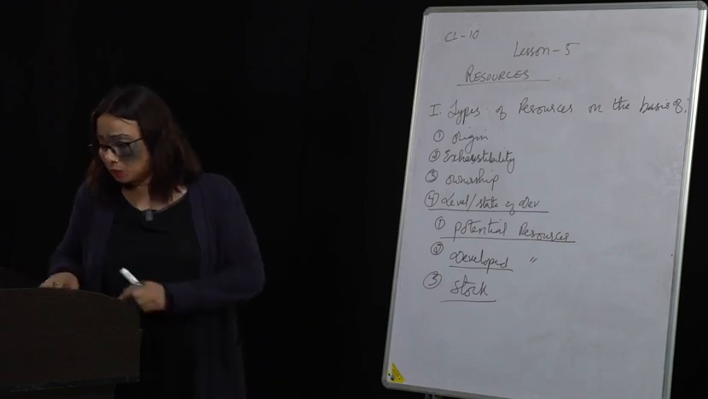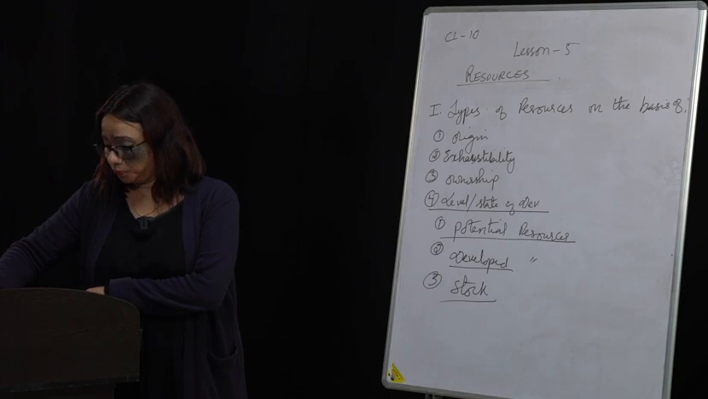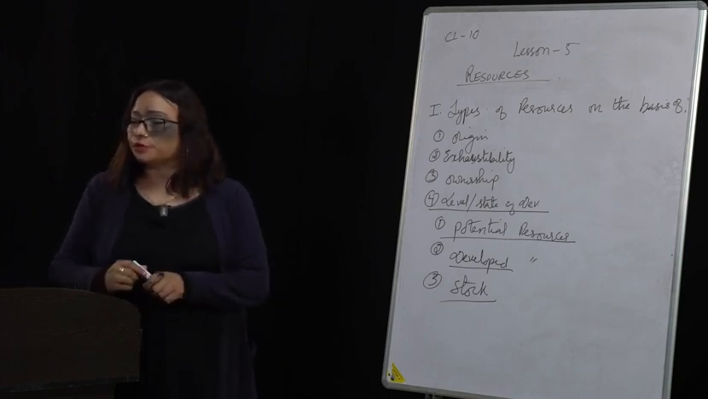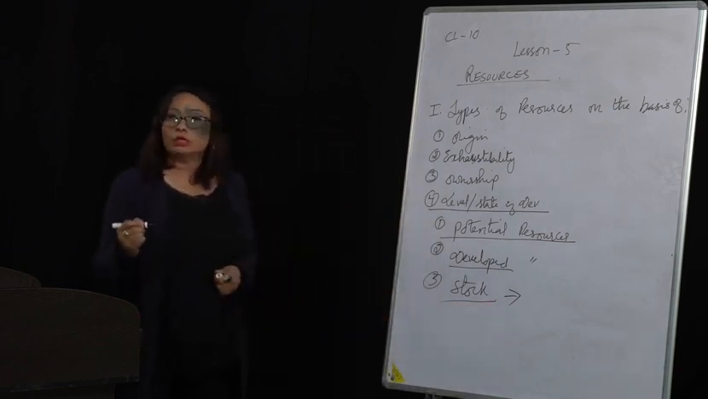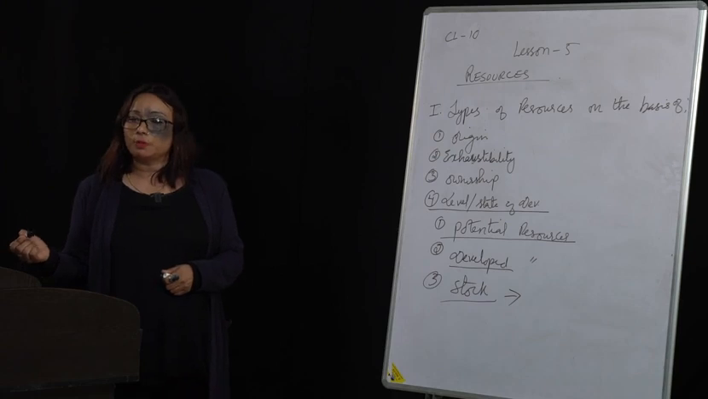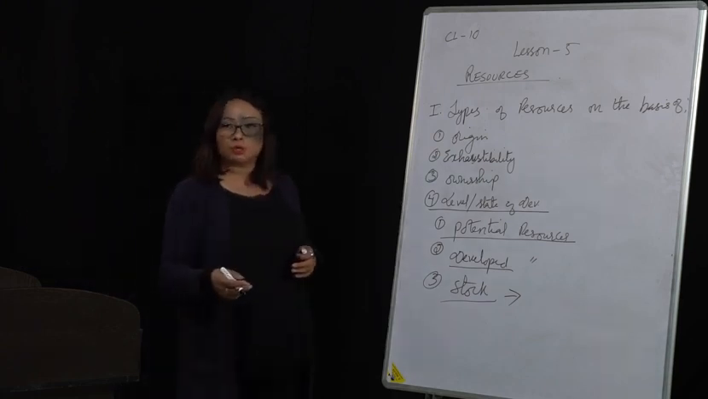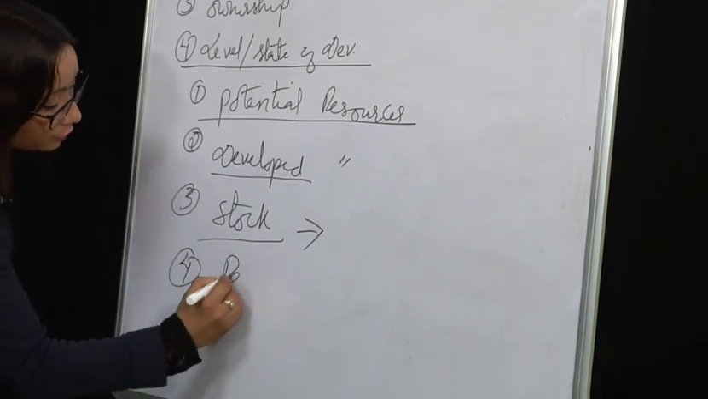Then stock. The last one is reserve. So for stock, we know that there are certain resources in nature which can be used for the benefit of human beings, but as of now there is no technology, and because of that it remains as a stock. Number 4 is reserve.